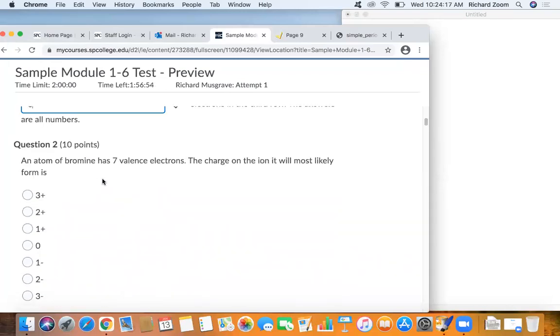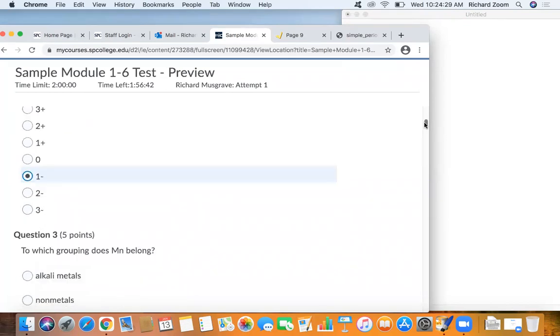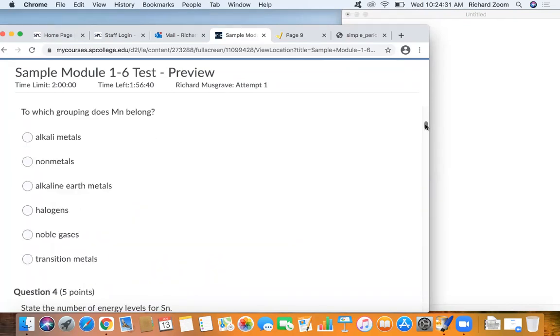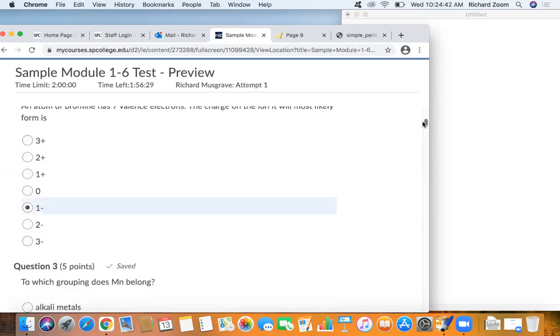For the ions, we've got 7 valence electrons. It just wants to have 8. So it will gain 1, which means the charge would be -1. And you can go back and take a look at the last lecture for more details about that. Which grouping does Mn belong to? Well, that's a transition metal. And again, you can go back up to the periodic table to look at that.